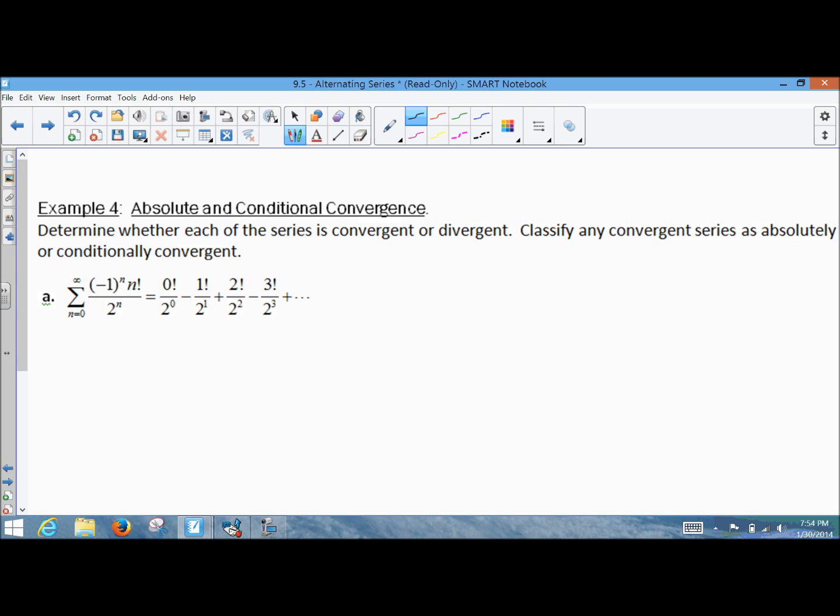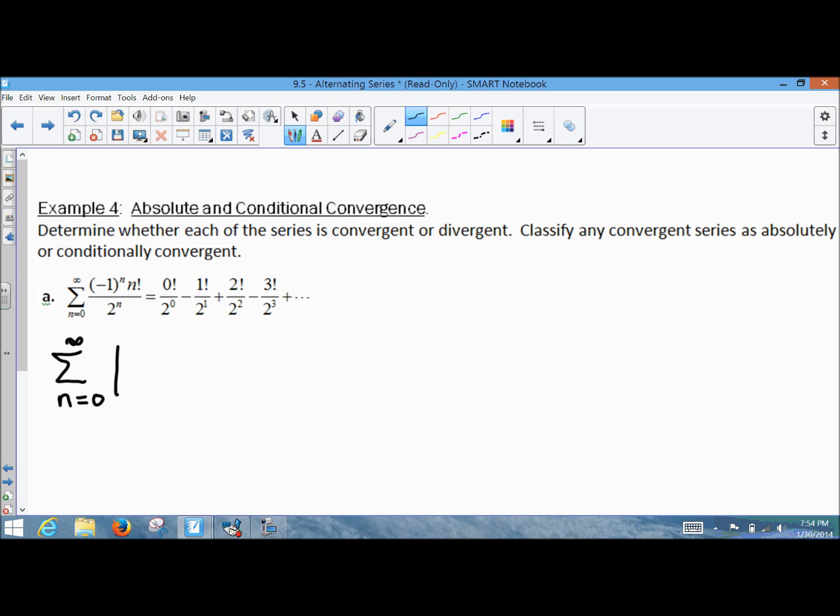Classify any convergent series as being absolute or conditional. Well, what we're going to see here is a very interesting series that involves some exponential and some absolute value. And our first job is just to flat out determine what's going on with, say, this particular series.